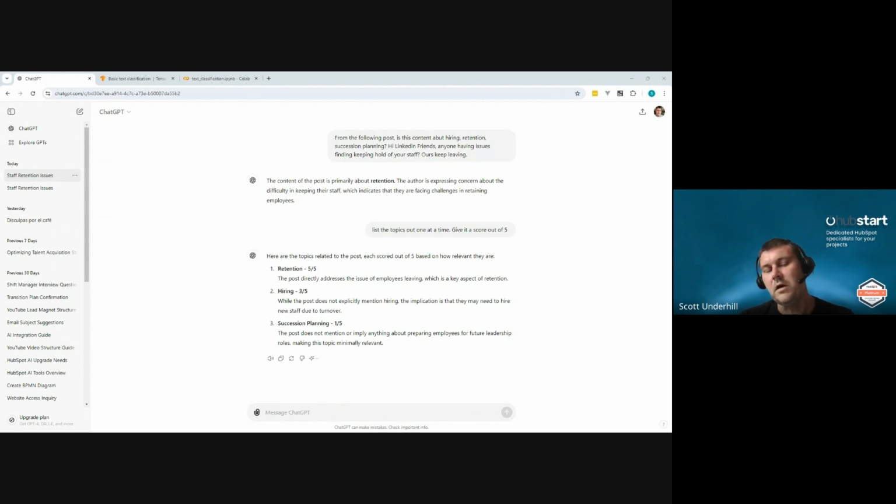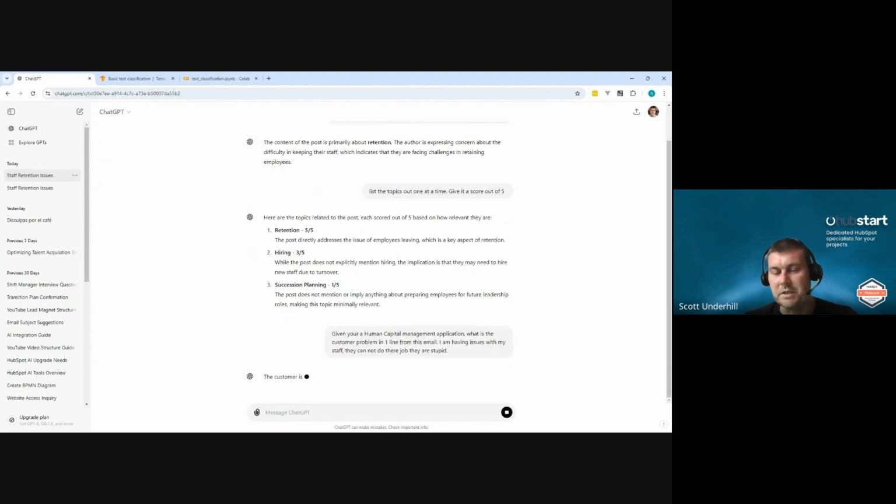So let's move on. I have a few more examples here. Our next example is, given your human capital management application, what is the customer problem in one line from this email? It doesn't need to be an email. It can be any data source. So we have something a bit rude here. Customer: I'm having issues with my staff. They cannot do their jobs. They are stupid. So that one's pretty clear.